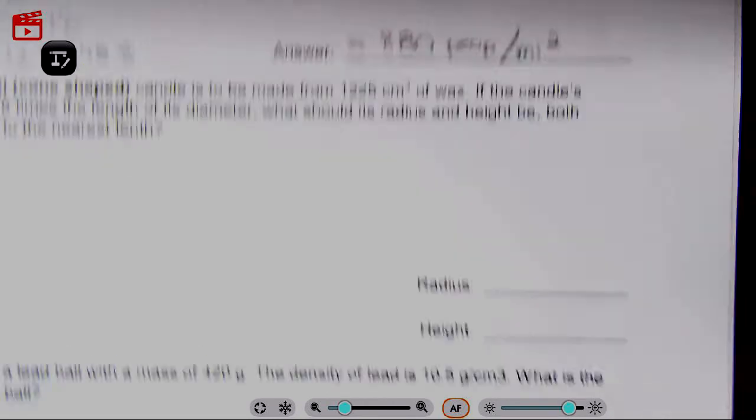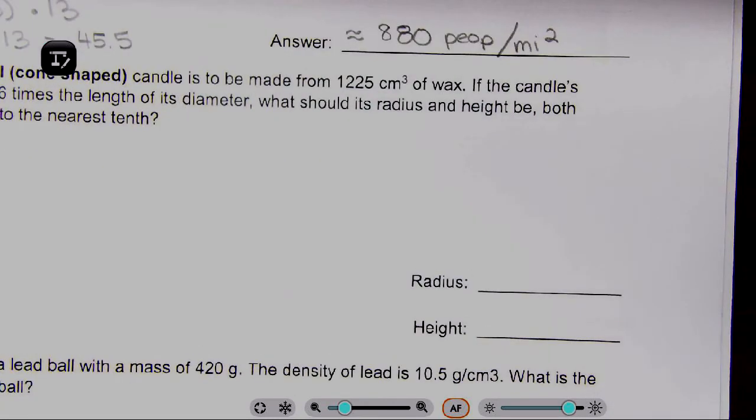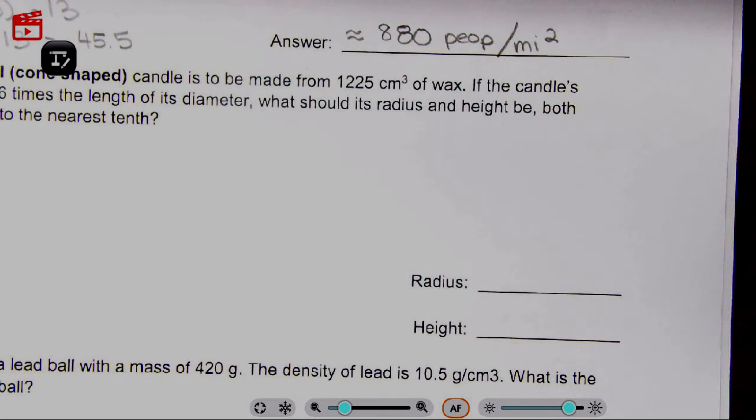All right, let's go ahead and move on. All right, sorry about that. There was an itsy bitsy spider that needed to die. All right.